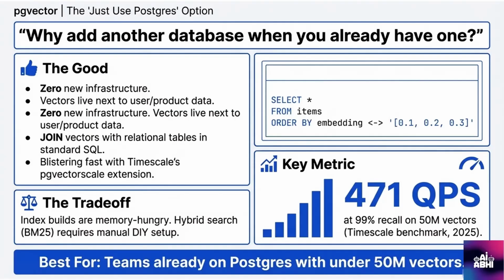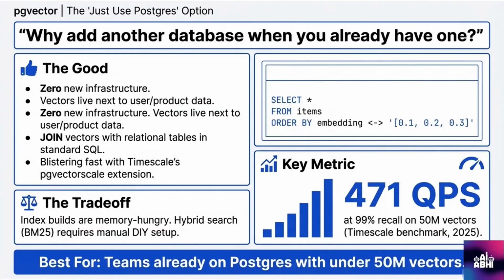Filtered vector search is not optimized the way dedicated databases handle it. You are basically on your own for pre-filter and post-filter strategies. Hybrid search with BM25 requires a manual setup, and some ORMs still don't fully support pgvector. So the bottom line is: under 50 million vectors and already on Postgres, pgvector is a no-brainer. Beyond that, you need to evaluate carefully.